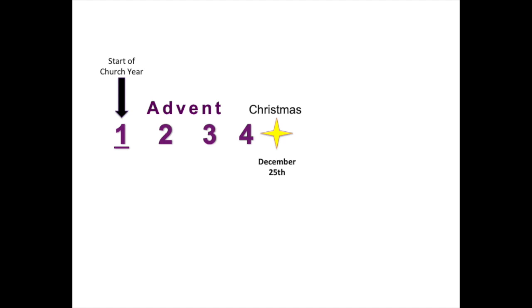So the 4 Sundays prior to Christmas are how we measure Advent. And the first Sunday of Advent is the start of the new church year. So New Year's Day in the church calendar is the first Sunday of Advent. Now, the first Sunday of Advent may fall in early December or even in late November, depending on which day of the week Christmas ends up falling.